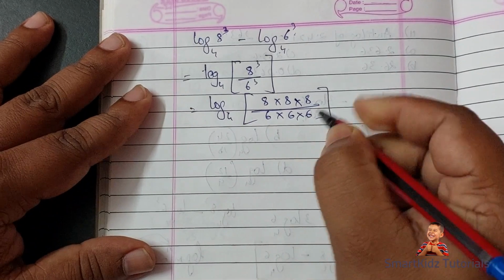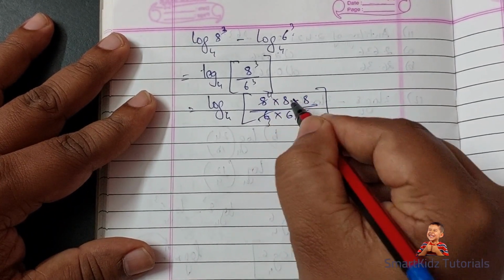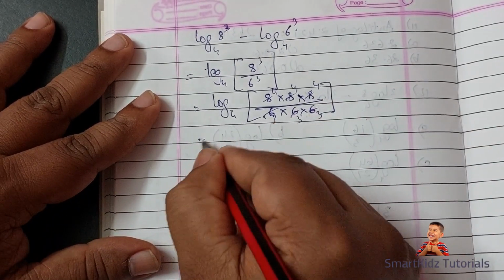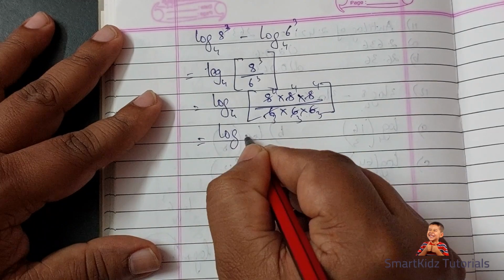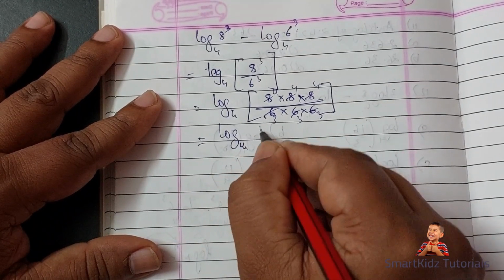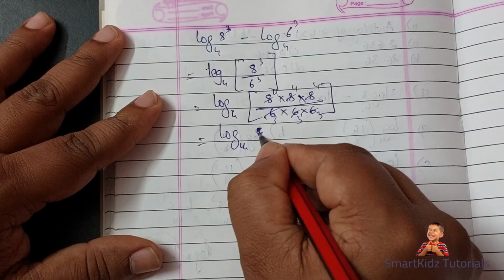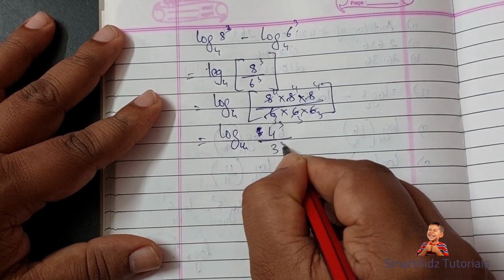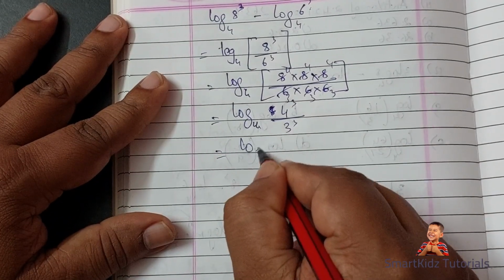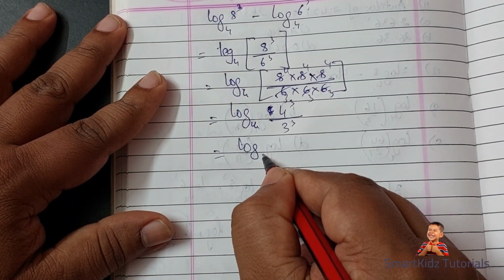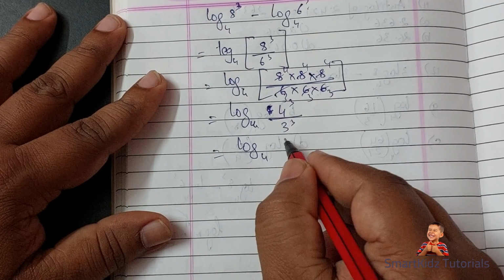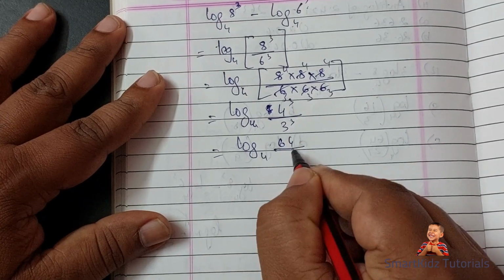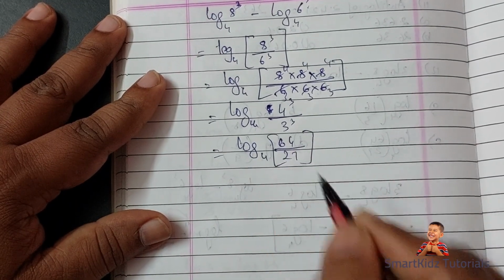2 3s are 6, 2 4s are 8, 2 4s are 8, 2 3s are 6, 2 3s are 6, 2 4s are 8. So that means you get log to the base 4 cube upon 3 cube, and this will be log to the base 4 cube is 64 and 3 cube is 27, and you get the answer.